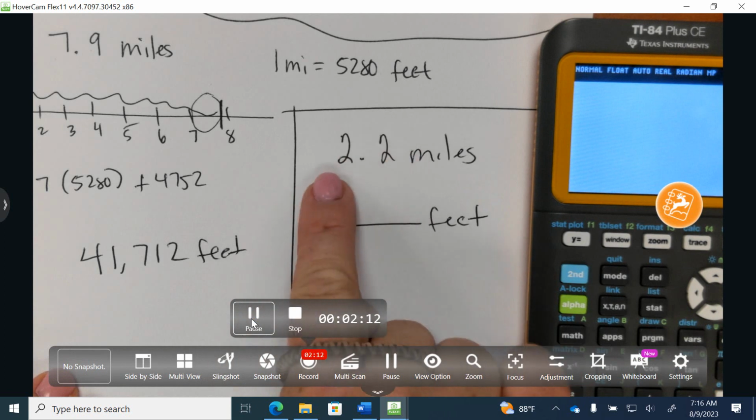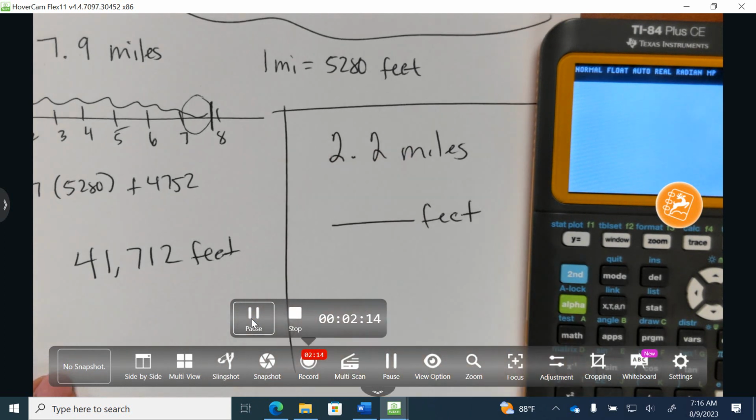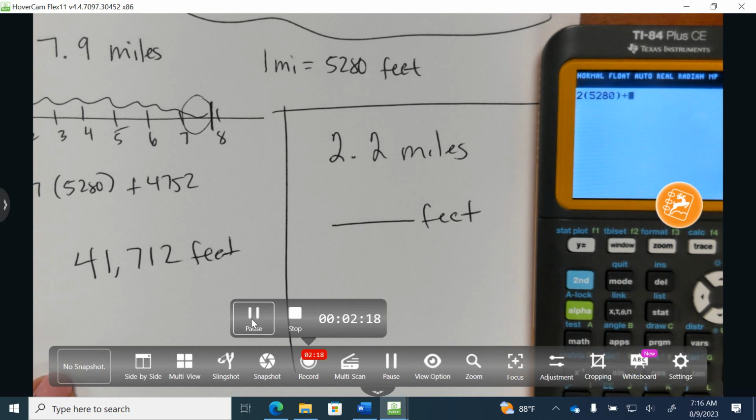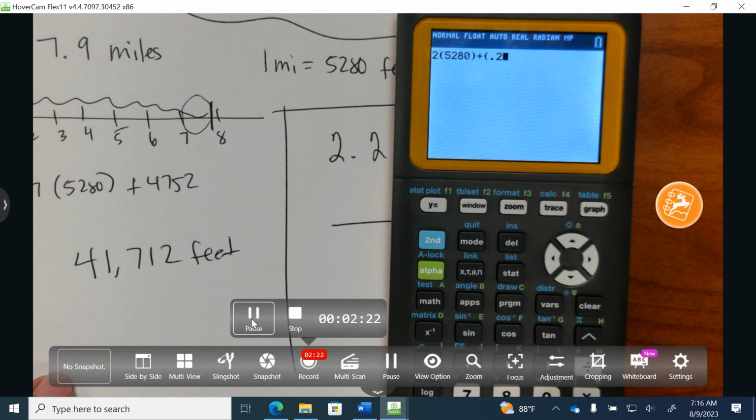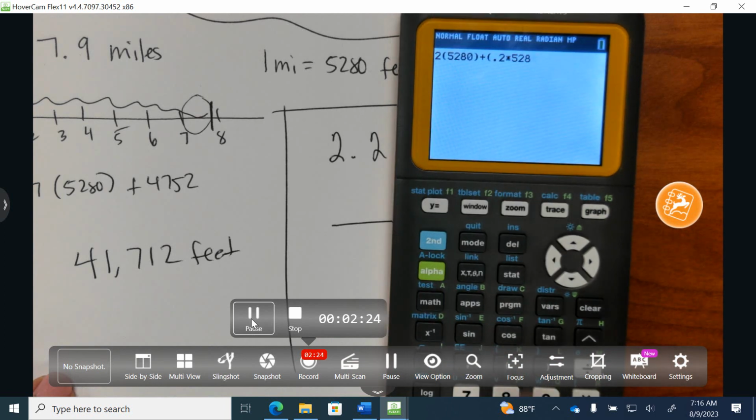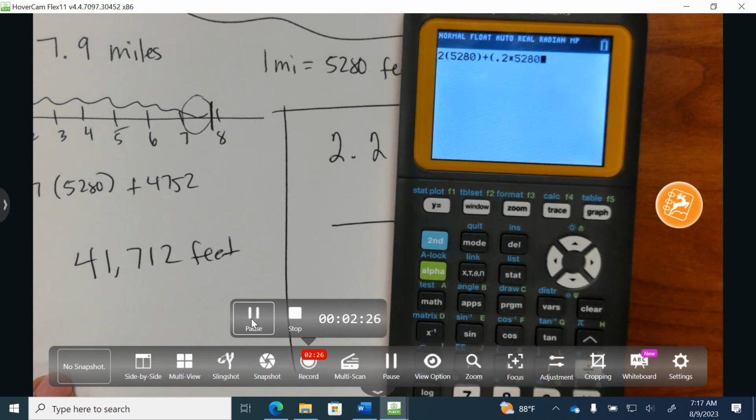But when I convert this, I know these full 2 miles, each are 5,280, plus I have an additional 0.2, which is 20%. I have an additional 0.2 of 1 mile. How many came up with an answer of 11,000?